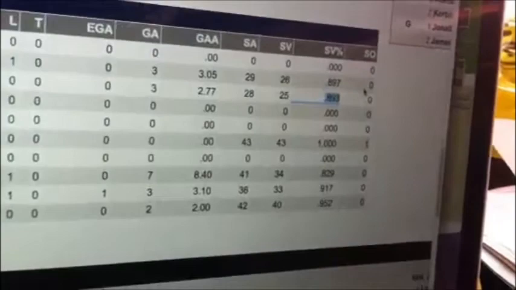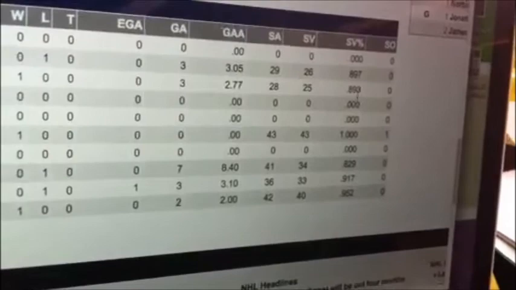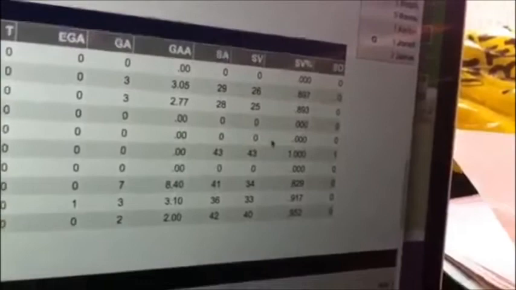Next, we're going to compare the 893 save percentage to the 1,000 save percentage against Dallas. So here you can see 893 is lower than 1,000. If you subtract 893 from 1,000, you get 107. So his save percentage went up by 107.